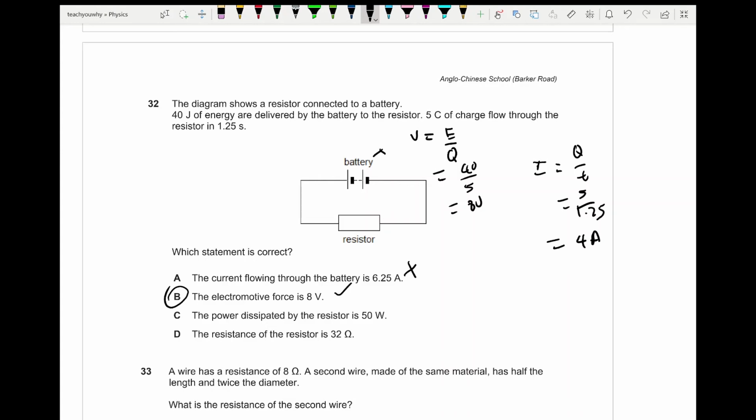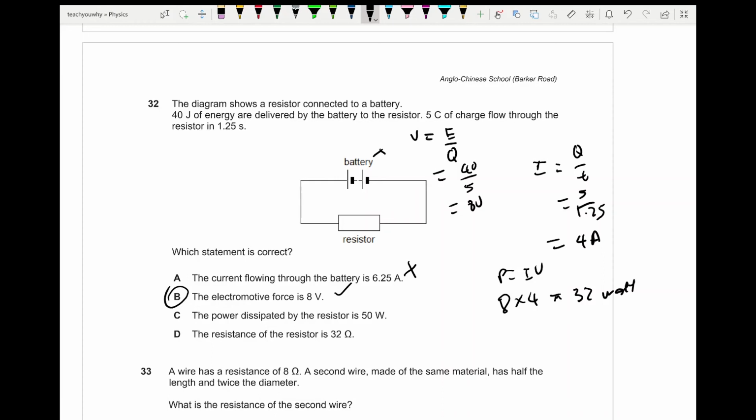Power dissipated is 50 watts? No. Power equals IV, so 8 times 4 is equal to 32 watts. So no, it's not 50 watts.